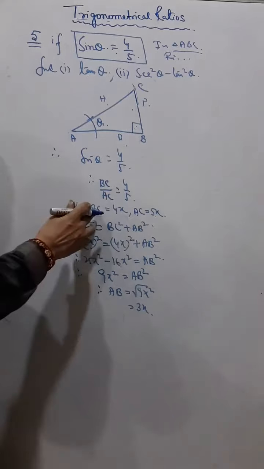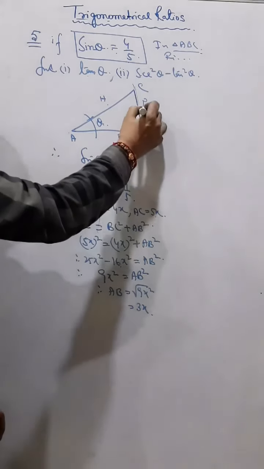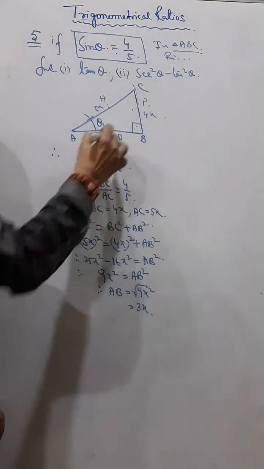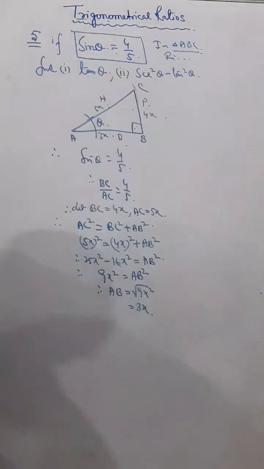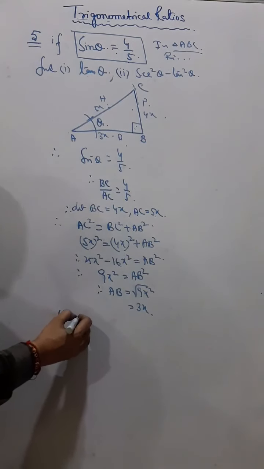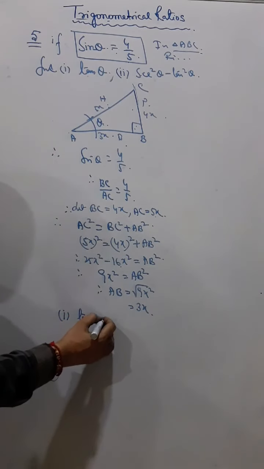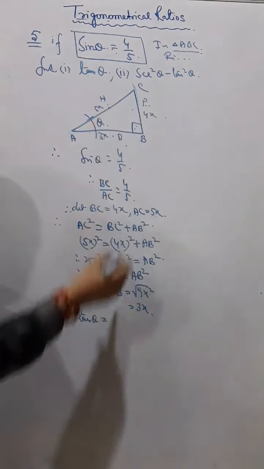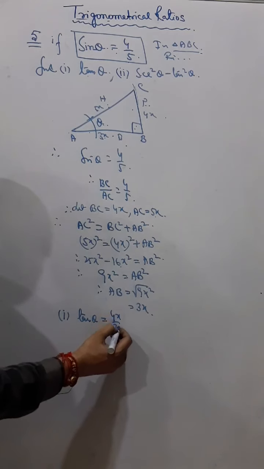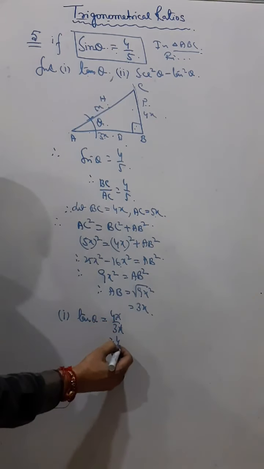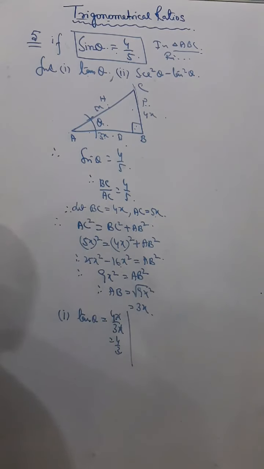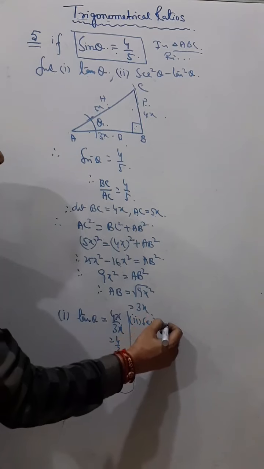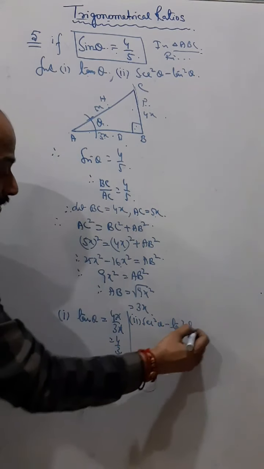So BC we are getting as 4x, AC as 5x, and this is 3x. Now we have to find all this. So number 1, tan theta. Tan theta is perpendicular by base, so 4x by 3x. So that is 4 by 3. And then so on, sec square theta minus tan square theta.